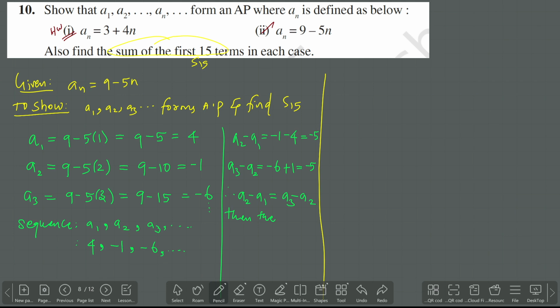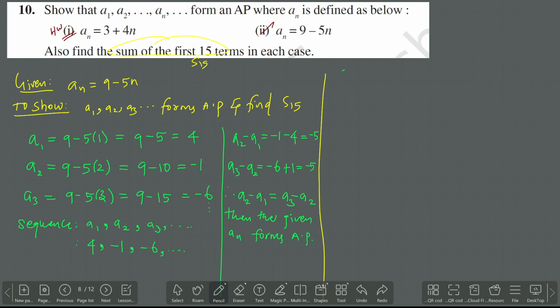Then the given AN forms AP. After we proved it forms AP, what did they ask to do? S15 they asked to find.